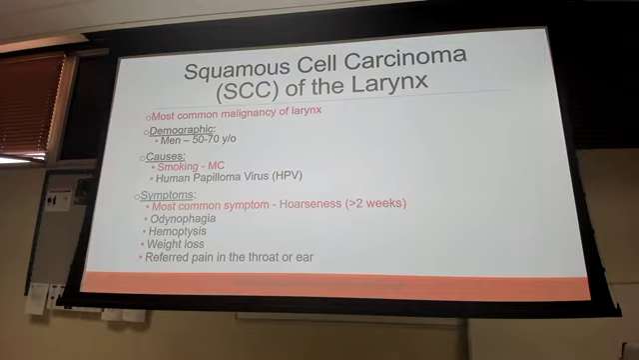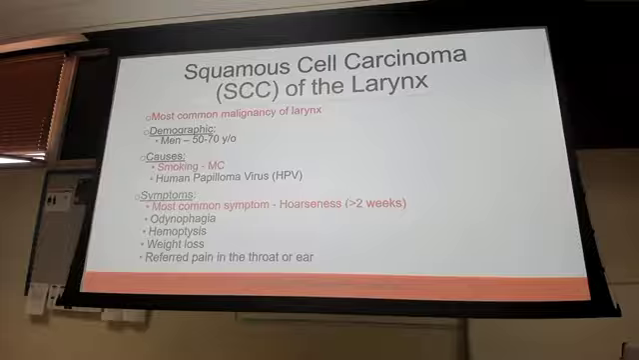And finally, squamous cell carcinoma. This is the most common malignancy of the larynx. It typically presents in men ages 50 through 70. Most common cause is smoking. It can develop from human papillomavirus as well, because remember we talked about recurrent respiratory papillomatosis.